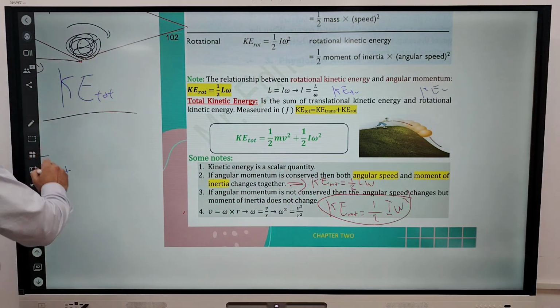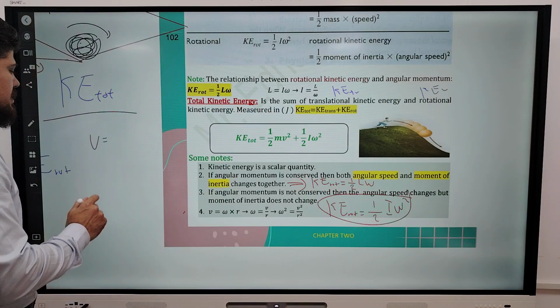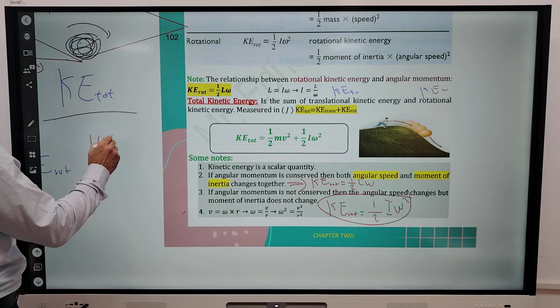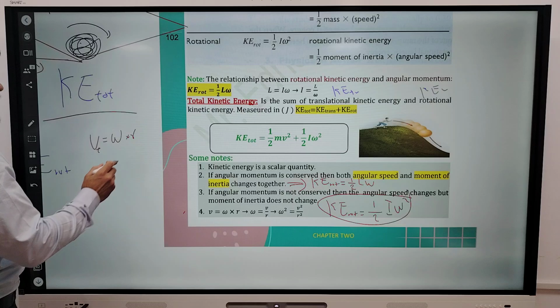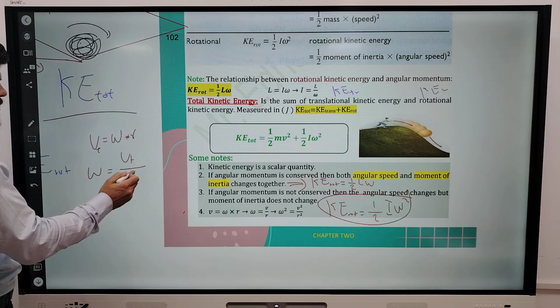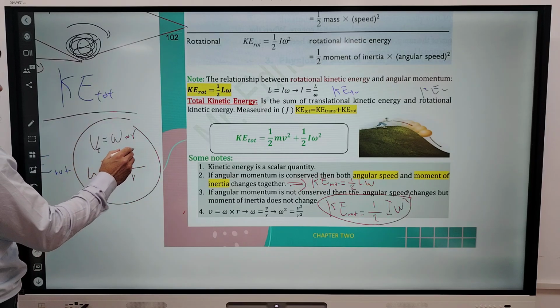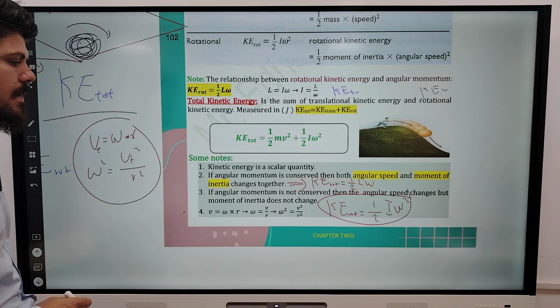If you remember from chapter 1, there is a relation between linear quantity and angular quantity. Tangential speed is equal to what? Omega times r. So what about omega? Rearranging the equation, omega equals v_t over r. If omega is squared, it is v_t squared over r squared.